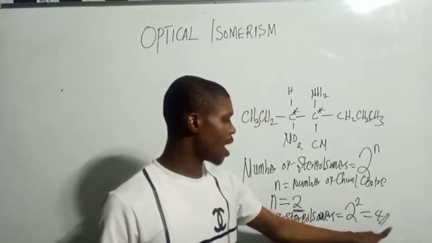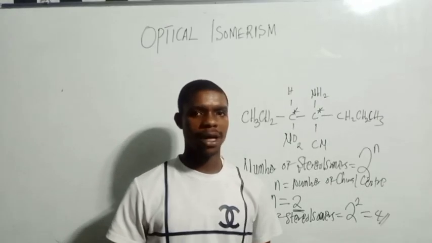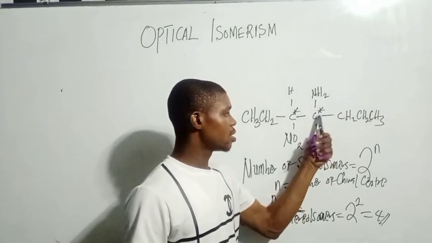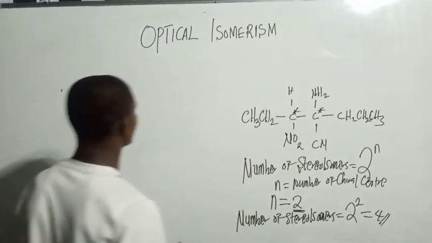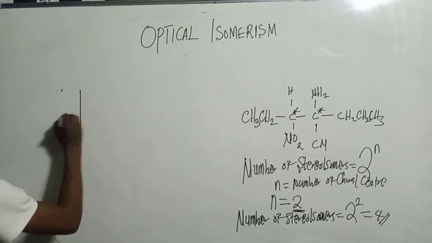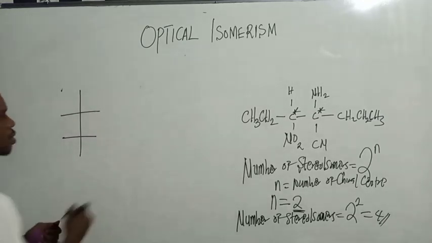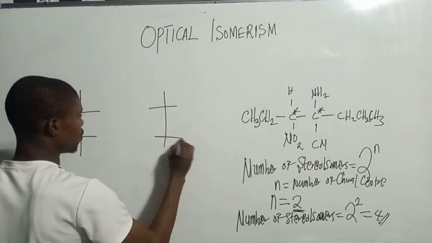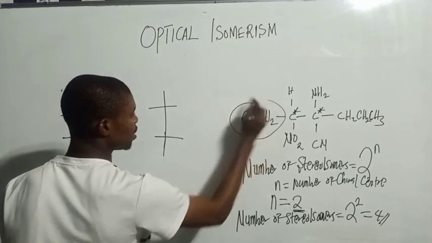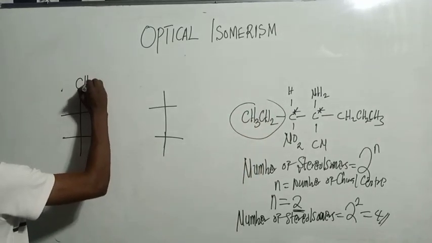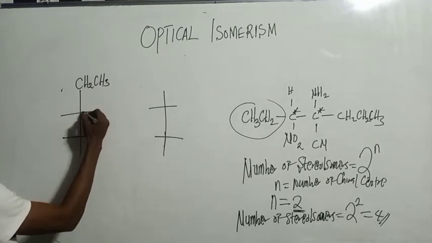So let me talk about this one here. Remember, I told you that this one has four possible stereoisomers. I want to use the Fischer projection formula in drawing the enantiomers. Do you get that? So here we have two points of intersection. So this one is going to be the first one here. So you are going to have CH2CH3. So remember, we're going to have 1, 2, 3, 4, 5.